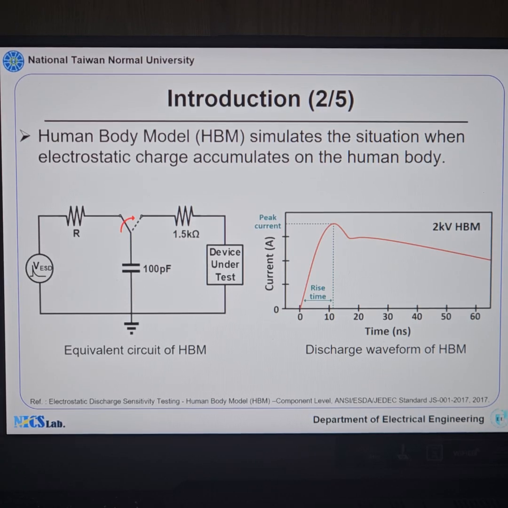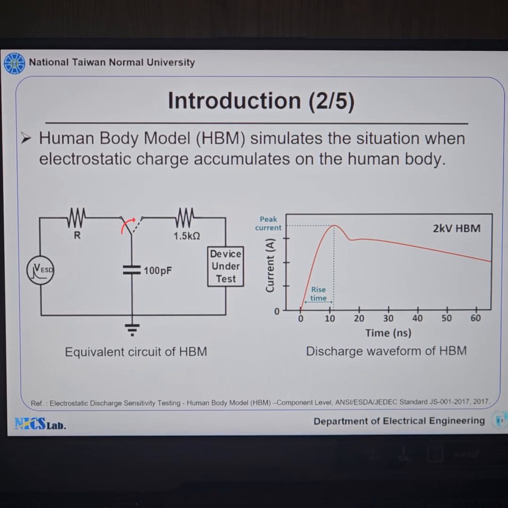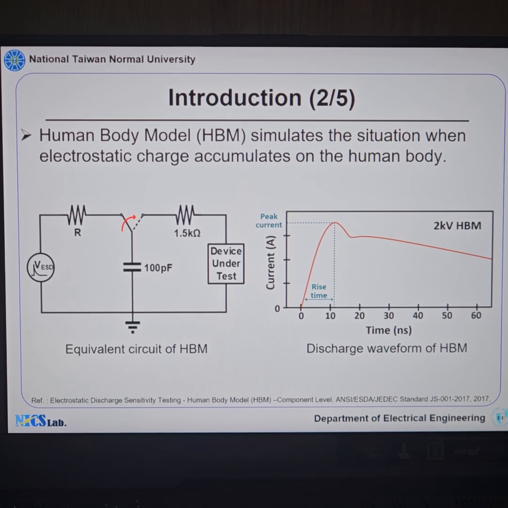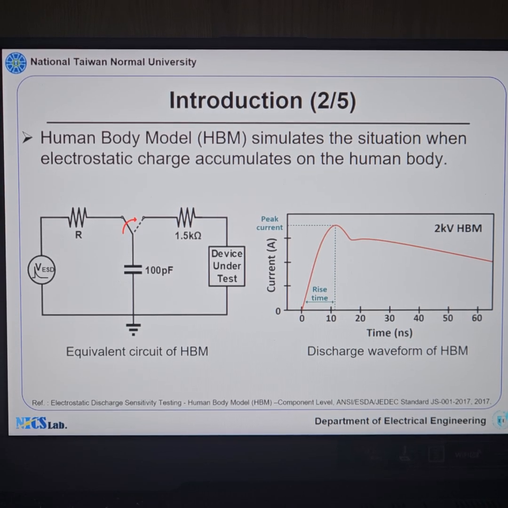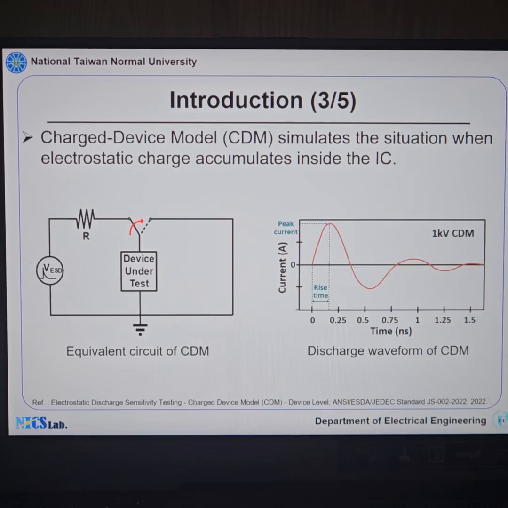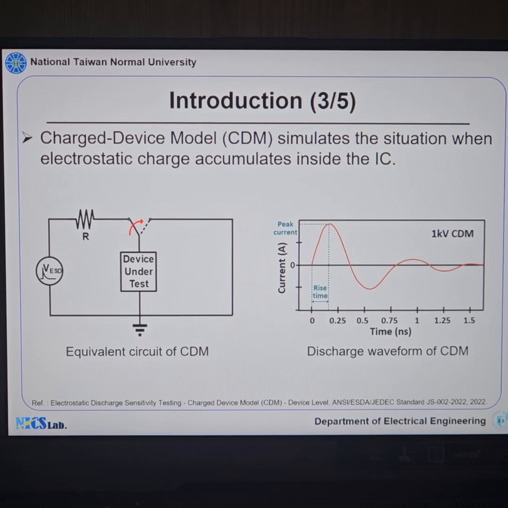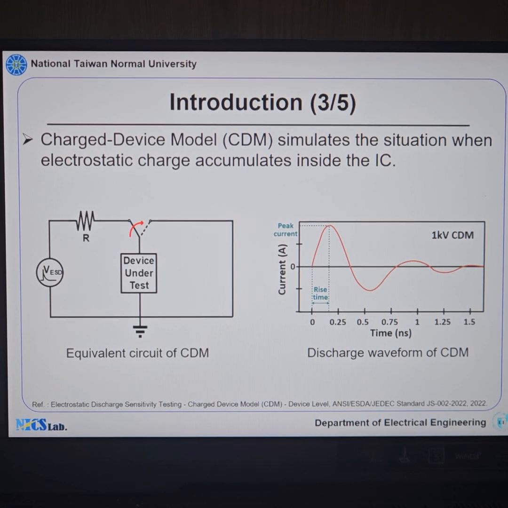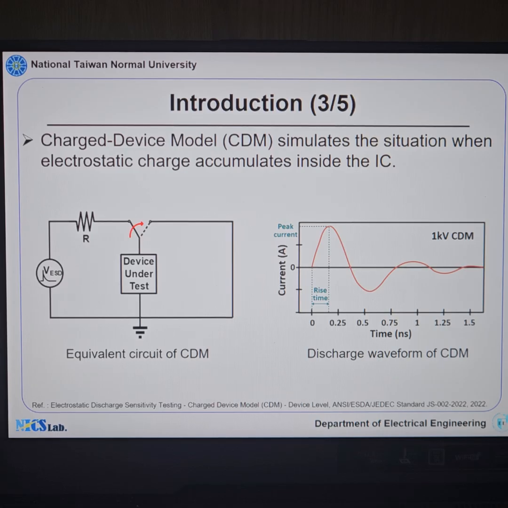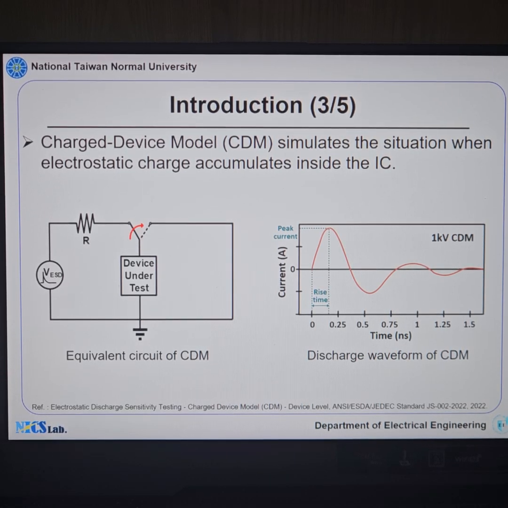The human body model simulates ESD from a charged human. The equivalent circuit includes a capacitor and two resistors, producing a discharge waveform as shown. This model helps evaluate a circuit's ESD robustness. The charged device model mimics charge accumulation within an IC itself. Its equivalent circuit and discharge waveform differ from HBM, highlighting the need for ESD protection methods.